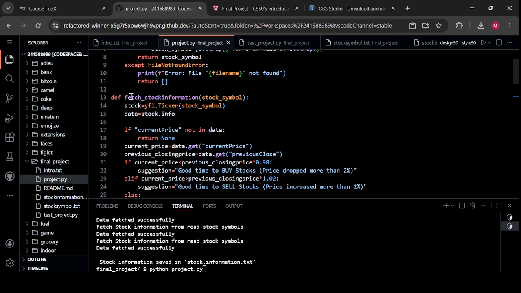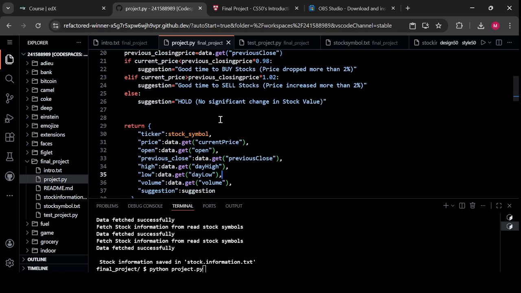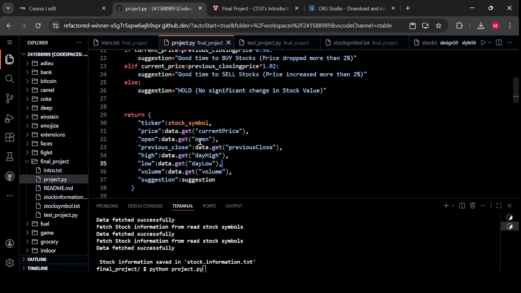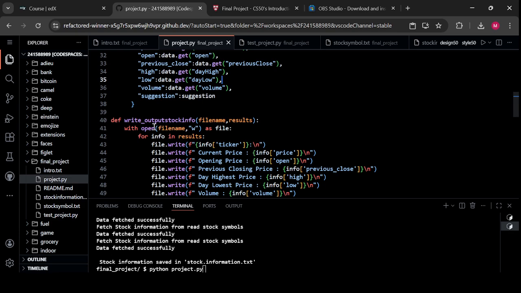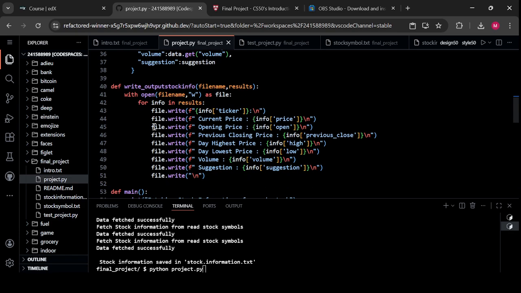The second function is called fetch stock information, which retrieves the stock information from the inputted file and stores it in the form of dictionaries, which are finally returned at the end of the function. The third function, called write output stock information, finally stores the stock information for each stock symbol in a final output file for further reference.